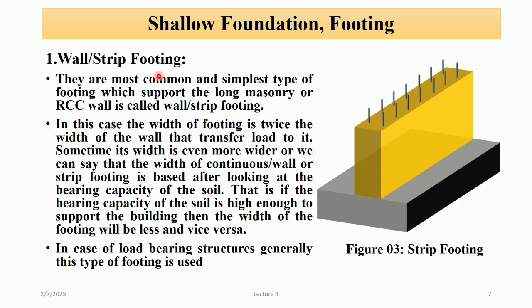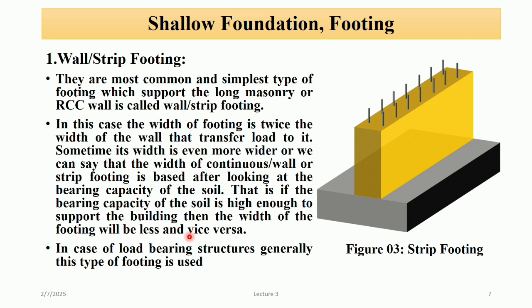Wall or strip footing. It is a type of footing in which a long masonry wall or seawall is supported, and is called strip footing. In this case, the width of the footing is at least twice the width of the wall, and its width depends upon the bearing capacity of the soil. If the bearing capacity of the soil is enough to support the structure load or the wall load, then the width of the footing may be less. But if the bearing capacity of the soil is less and does not support the structure load or wall load, then the width of the footing may be wider.